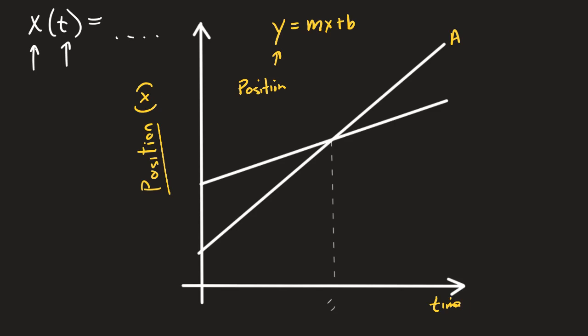And what's being plotted on the x-axis, the horizontal one? Thank you, time. So instead of x, I'd like to write the word time. Yesterday we talked about what the slope meant for a position versus time graph. What did it mean? Velocity. It meant velocity, sure.